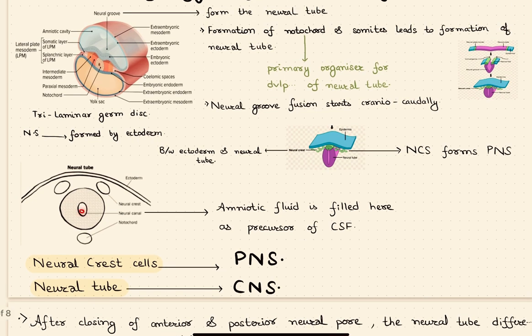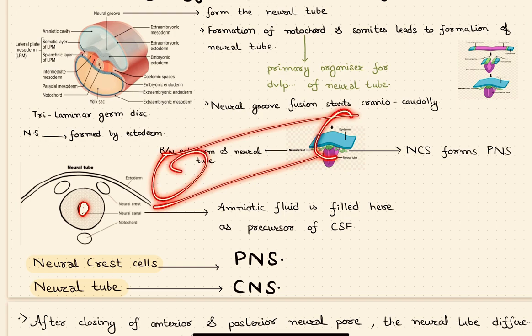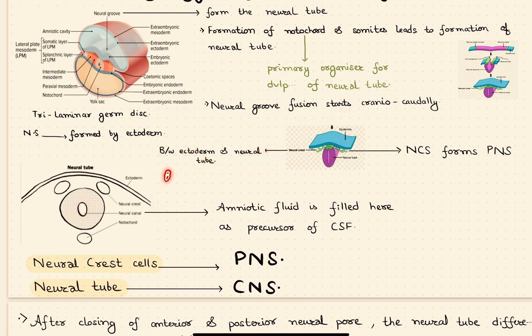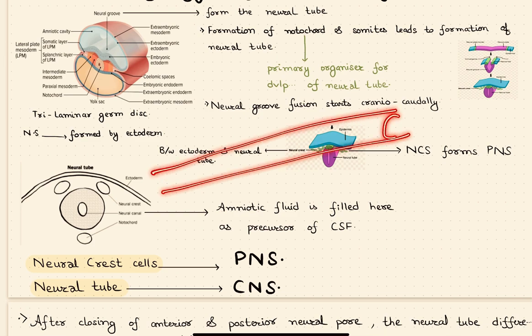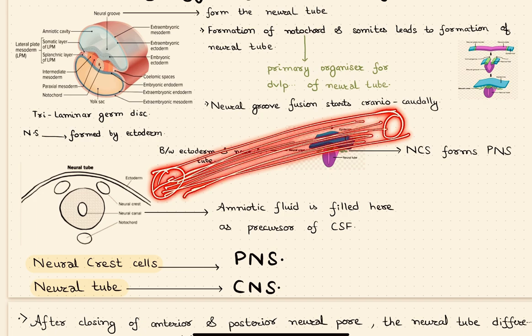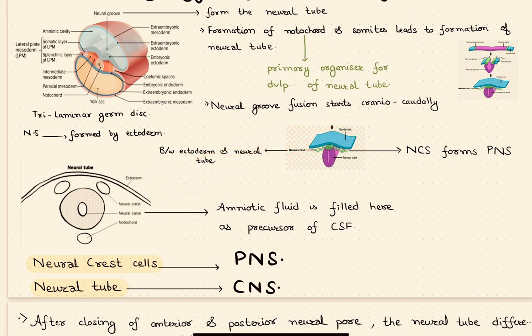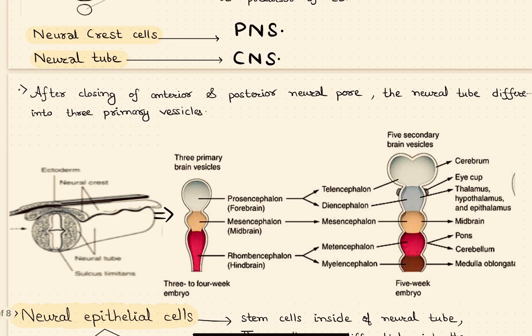Now you can see here is a neural canal. In this tube, at the anterior and posterior ends, we have certain openings known as neural pores, and along them there is a canal known as the neural canal. In this neural canal we have amniotic fluid, which after birth changes into cerebrospinal fluid. It is a precursor of cerebrospinal fluid.